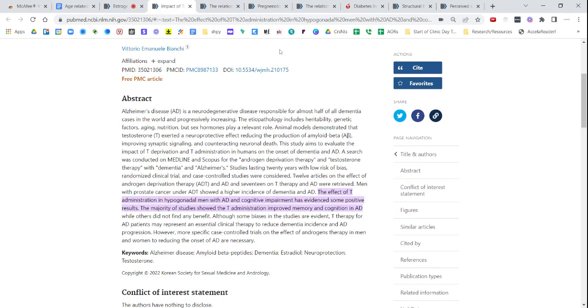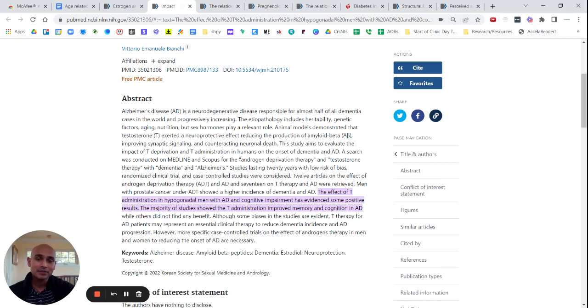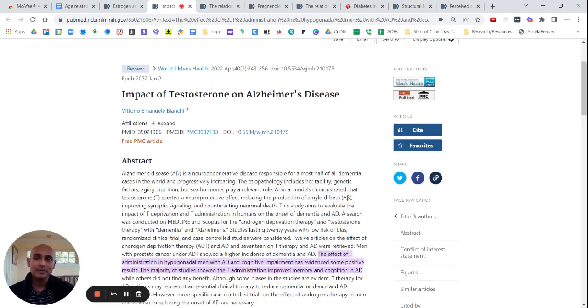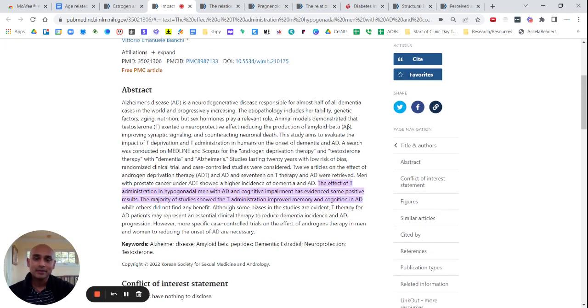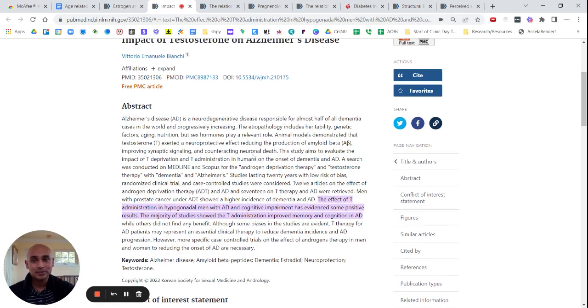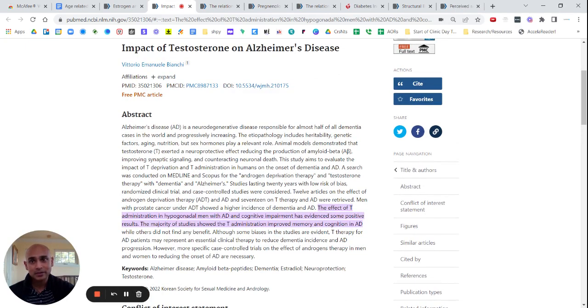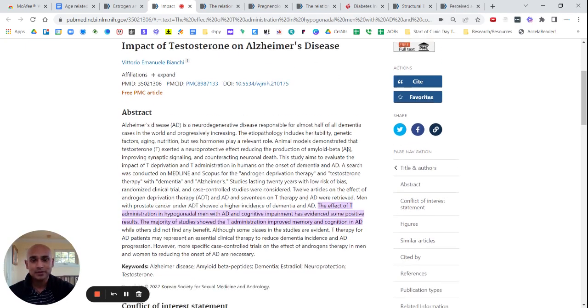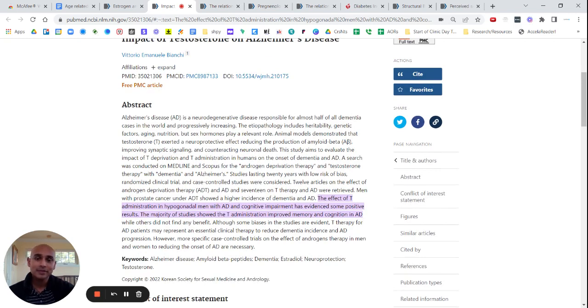And then this article looked at testosterone administration in hypogonadal men with Alzheimer's disease, and looked at all the articles associated with them. It's also another review article. What they found is that there were some positive results. The majority of studies show that T administration improved memory and cognition in Alzheimer's disease, which is very promising.